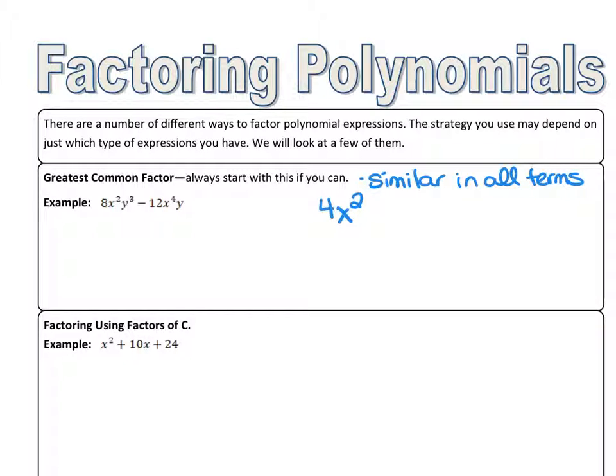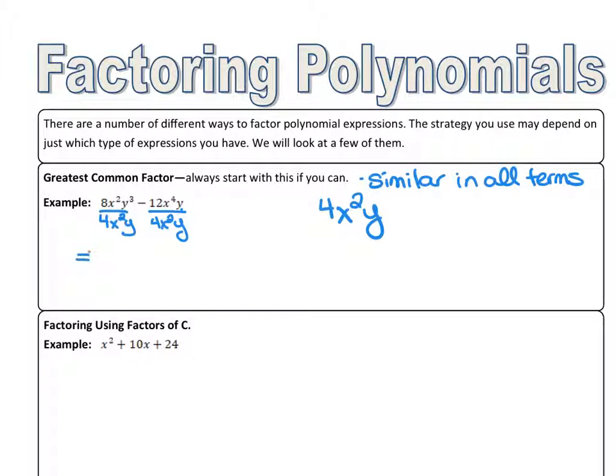And then they both have y's. The first one has y to the 3, and the second one has y to the 1. So I'm just going to choose the y to the 1. Basically, then what you're going to do is divide both of those terms by 4x squared y, and we're going to use our exponent rules to do this.